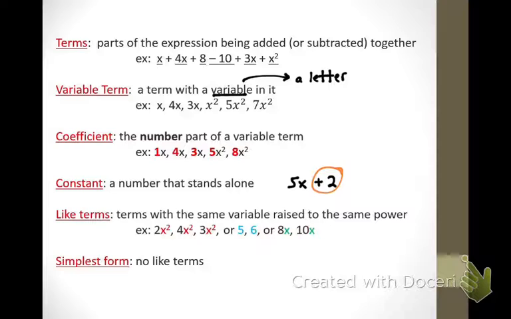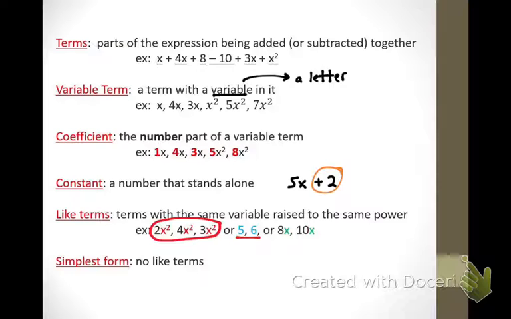Like terms are terms with the same variable that is raised to the same power. I'd like you to pull out your red pen, and I want you to circle these right here. They are in the x squared family. So those would be considered like terms because they all have an x squared at the end of them. Now I want you to take that same red pen and underline 5 and 6. Those are numbers that stand by themselves. Because they are both numbers that stand alone, they're both constants. That means they are in the constant family.